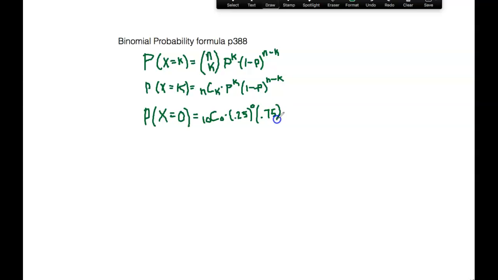10 minus 0 is 10. 10C0 is 1. 0.25 raised to the 0 is 1. So we got 0.75 raised to the 10th power, which I computed without using the formula. 0.75 raised to the 10th power was 0.05. 5% chance of getting none of them right. So it follows the formula.